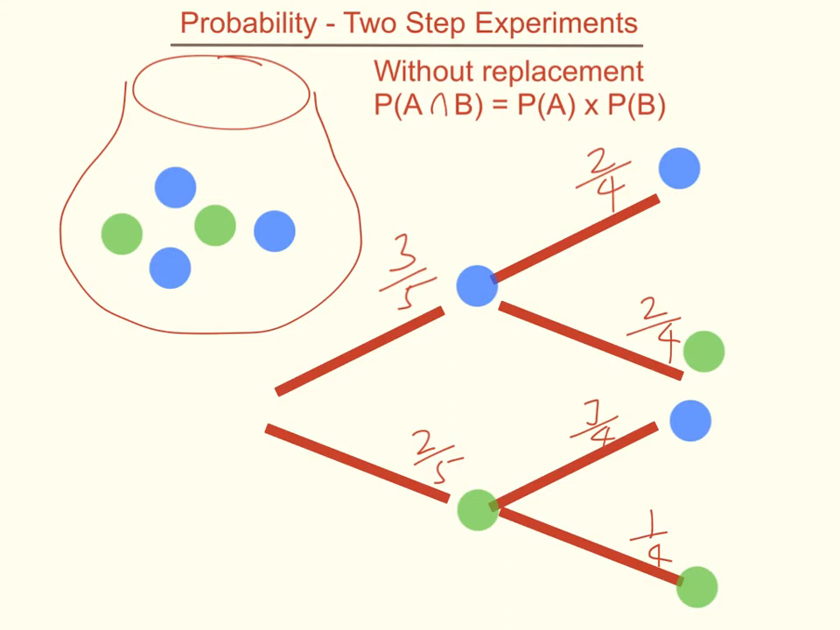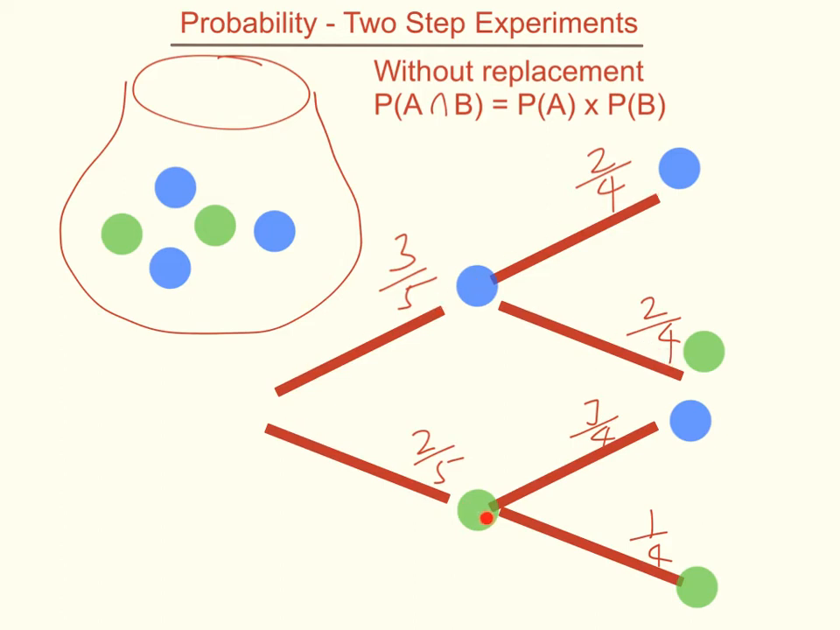If I don't replace the beads as I take them out, then the probabilities change. You can see on this tree diagram that if I take the blue one out, the first blue one, there are 3 to choose from out of the 5. But because this one's no longer in the bag, when I take the second bead out, there are only 2 blues left and only 4 beads in total. There are still 2 greens and 4 beads in total. So now the probability of a blue and a green is the same once I've taken a blue out.